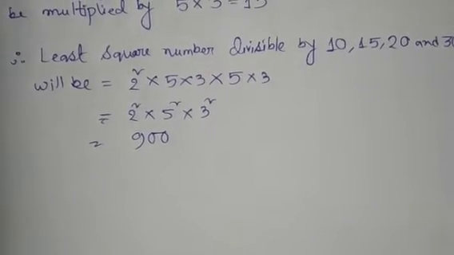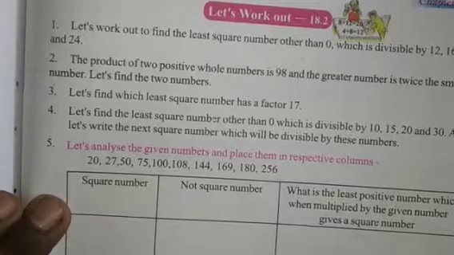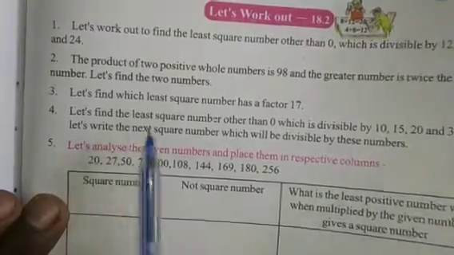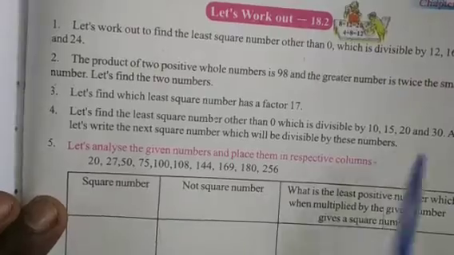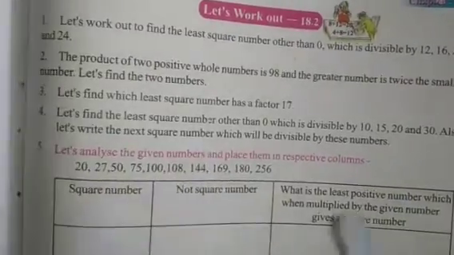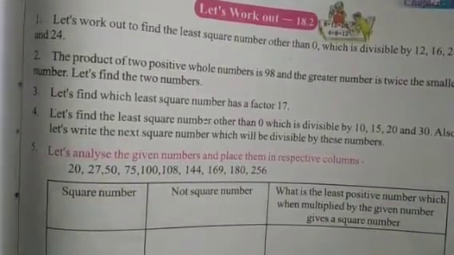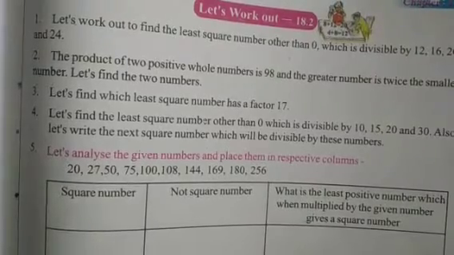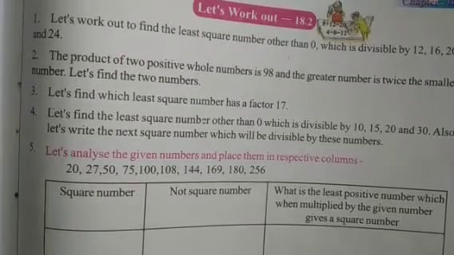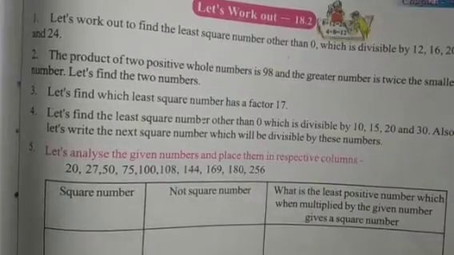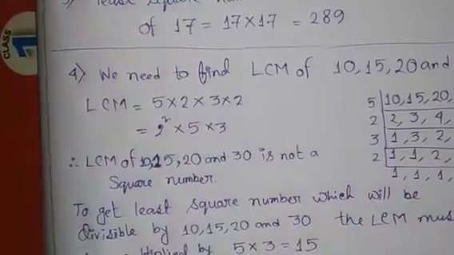Look, there was one more question in their book. The second question says to write the next square number which will be divisible by these numbers. Now for this kind of question, we need to take the square multiples. Okay, now look, 1 square is 1 and 2 square is 4. That means whenever we take square multiples, we multiply by 1, then 4, then 9. Now for this case, we have already got 900.